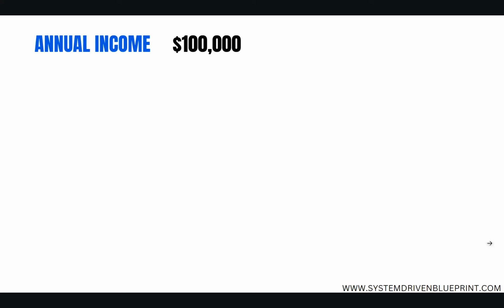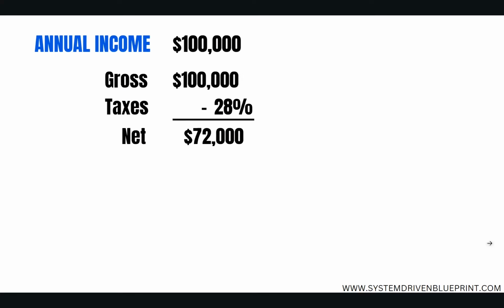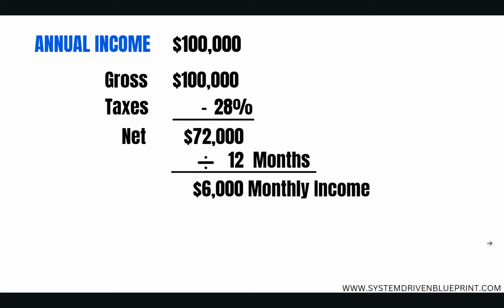That's interest only. It's a minimum payment. In this example, let's use an annual income of $100,000 minus 28% for taxes. That makes a net of $72,000. You take $72,000 and divide it by 12 months, that's $6,000 net in monthly income.